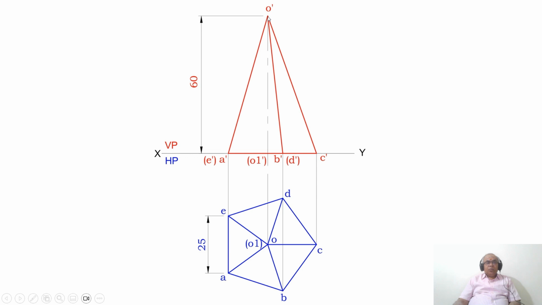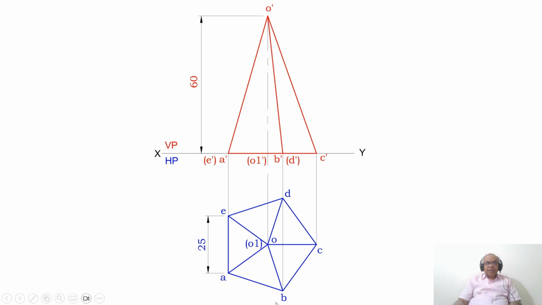Then join O dash to A dash. Because visible to visible is visible, you dot between O dash and A dash. O dash B dash is also visible because O dash is a visible point and B dash is a visible point, so join between O dash and B dash with a dark line. Similarly, O dash and C dash are both visible points, therefore you join O dash C dash with a dark line.